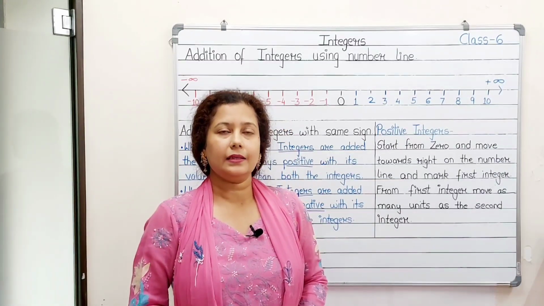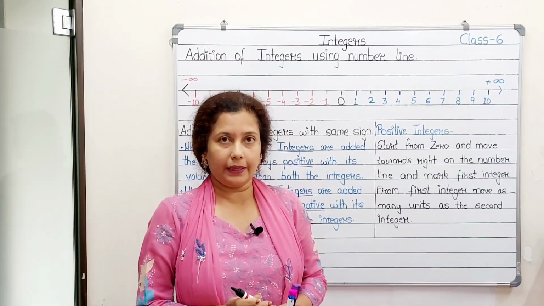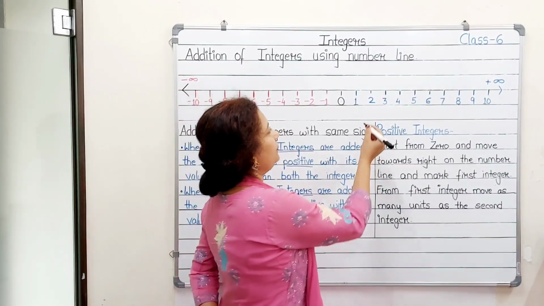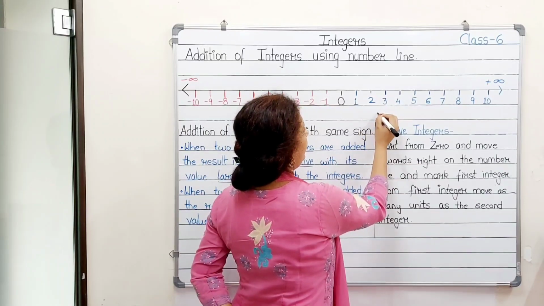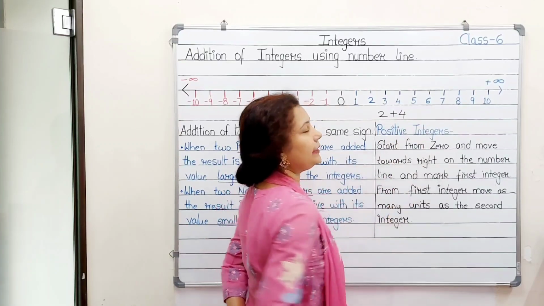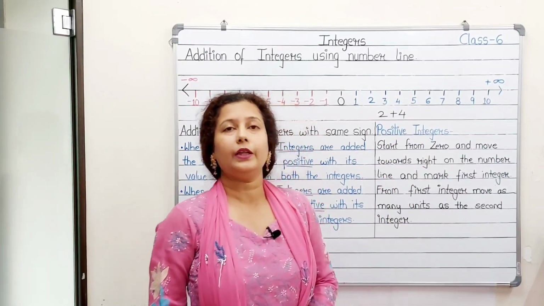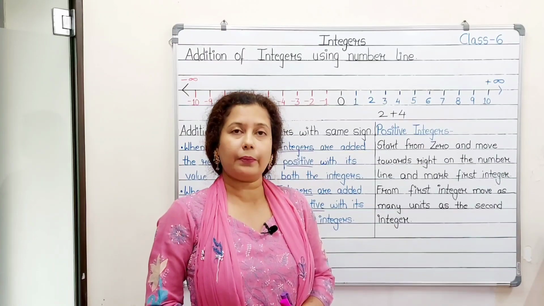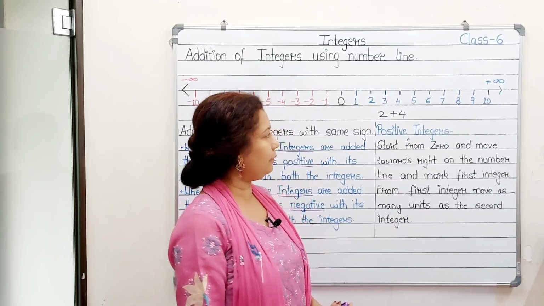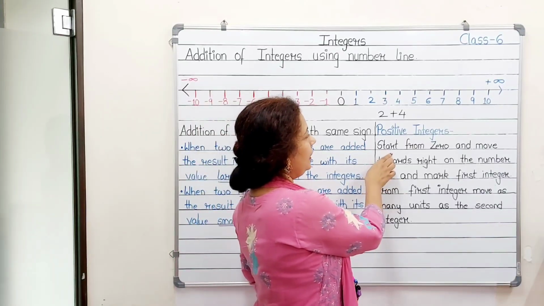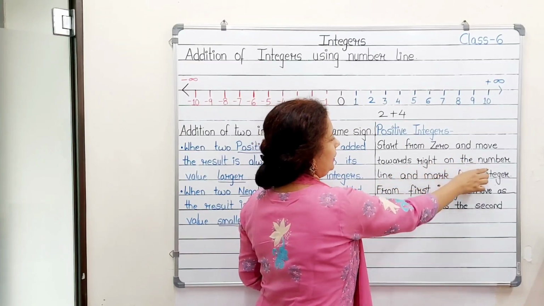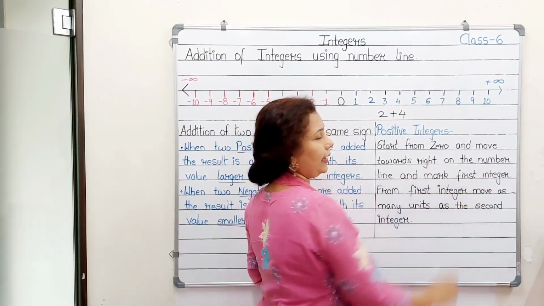Now we will add integers using number line, and how you have to do the markings and add the integers. So here the example will be, we'll add 2 plus 4. First we will take positive integers. Now we know that positive integers are present on the right side of 0. So the first step is, start from 0 and move towards the right on the number line and mark the first integer.